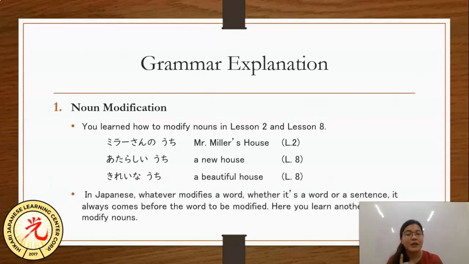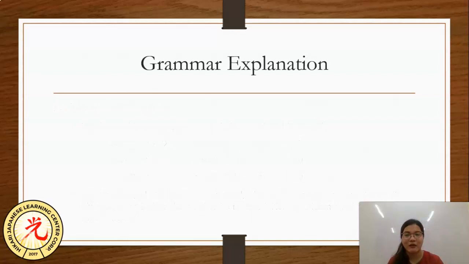Okay? And in Japanese, whatever modifies a word, whether it's a word or a sentence, it always comes before the word to be modified. Kung ano yung minumodify natin, always comes before the word na minumodify niya. So here in lesson 22, you will learn another way to modify nouns. Let's start with noun modification by sentences. I-modify natin si noun through sentences.